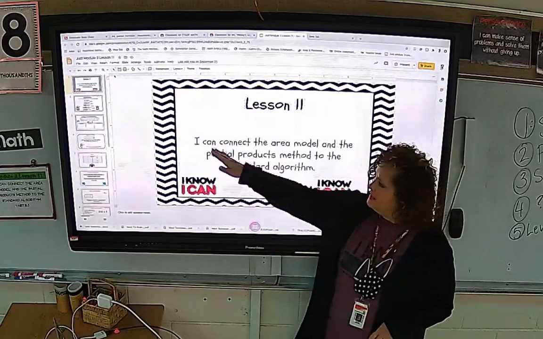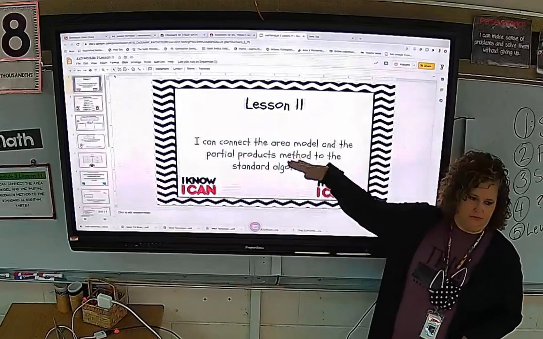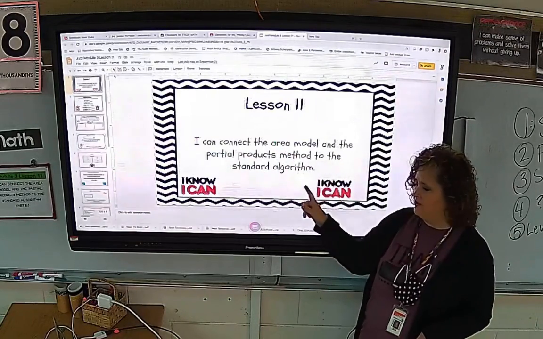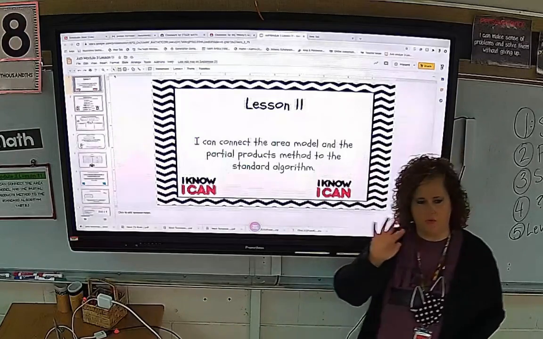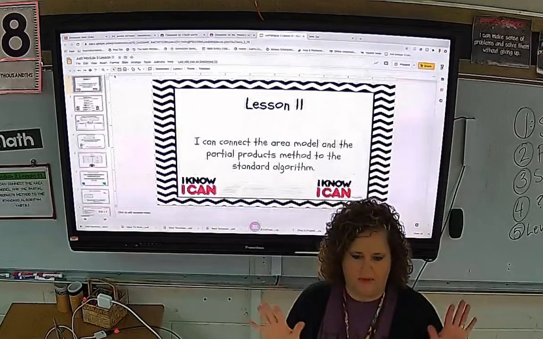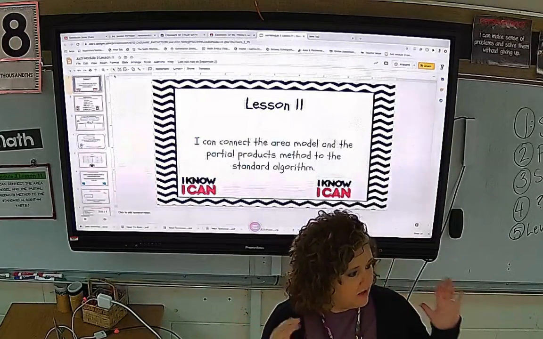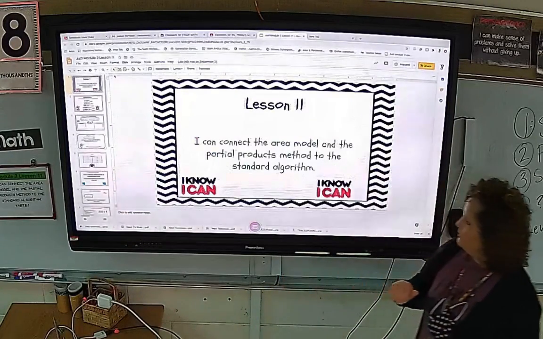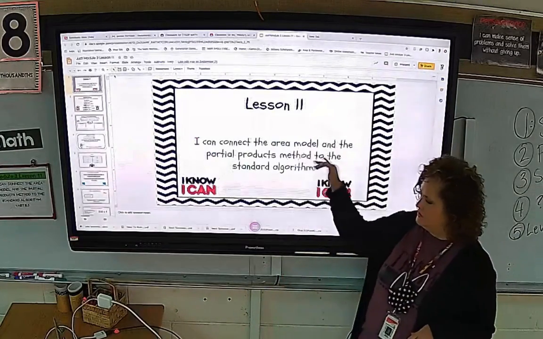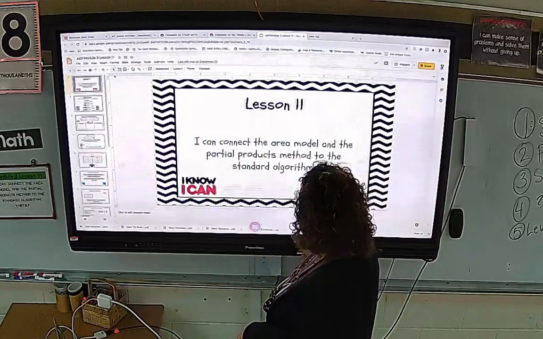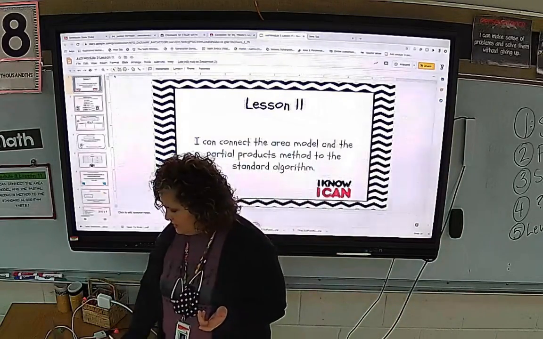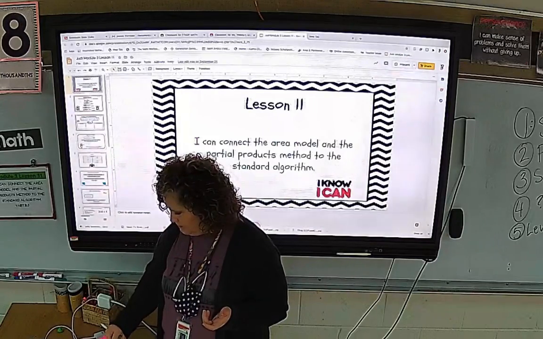It just says I can connect the area model and the partial products method to the standard algorithm. We're going to see some of these things side by side, these different ways of doing this, just to understand a little bit better about how they work. The area model is what we're calling the method that we're using today. So that is what's coming.